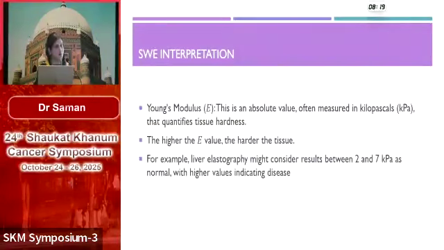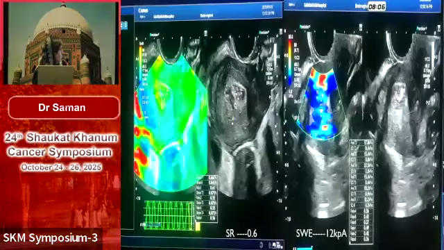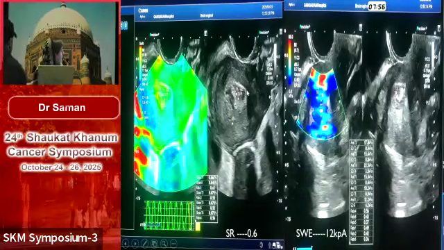For shear wave elastography, we simply get a value in kilopascals or meters per second. A higher kilopascal value indicates more stiff tissue, and a lower kilopascal value indicates less stiff tissue or a benign disease. For example, in this case, on the left side you see strain images, and on the right side you see shear wave elastography images. On grayscale images, you can see that there is focal thickening in the endometrium.